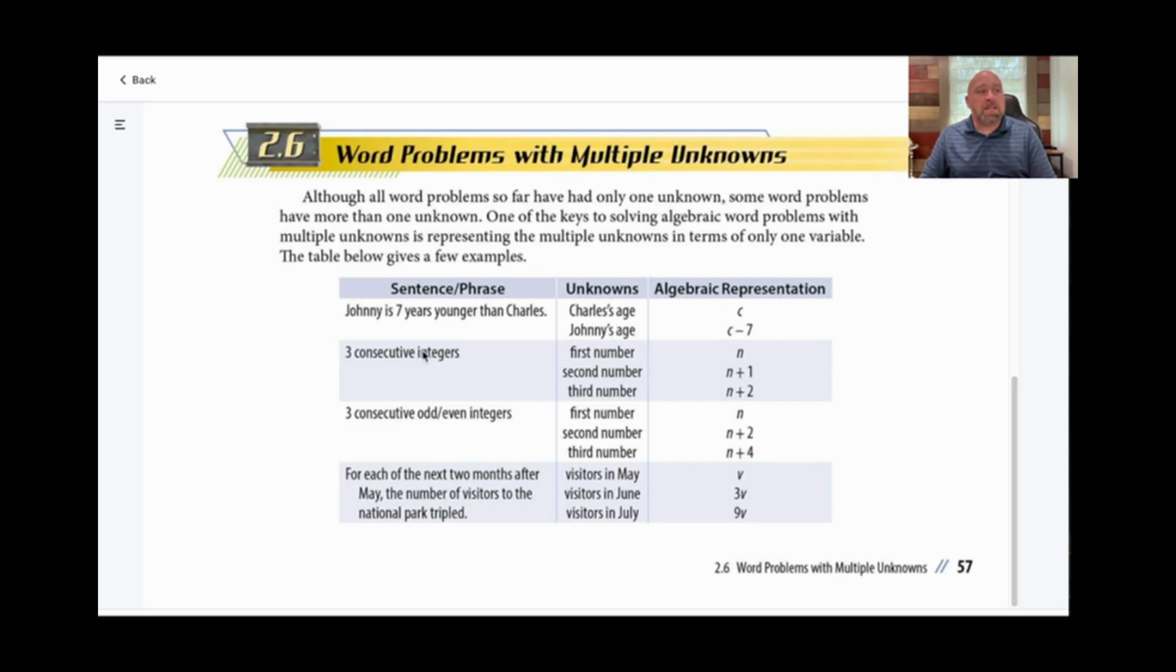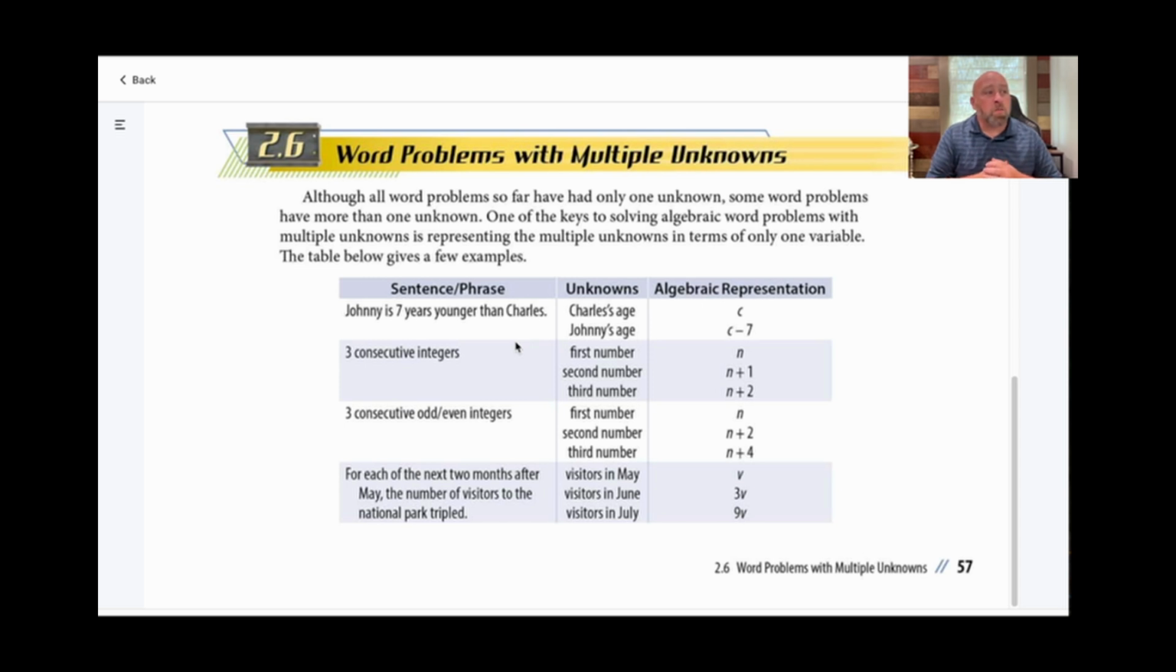Okay, so Johnny is 7 years younger than Charles. So we have Johnny and Charles. They're both unknowns. We don't know either one of them. So we're going to say that Johnny is a variable and Charlie is a variable. What we want to do when we see this is say, okay, which one do I not know anything about? That's going to be our variable. That's going to be our x, in this case, our c. The other one that we know a little bit about, that is going to be our c plus something or our c minus something or our c times something, whatever it is.